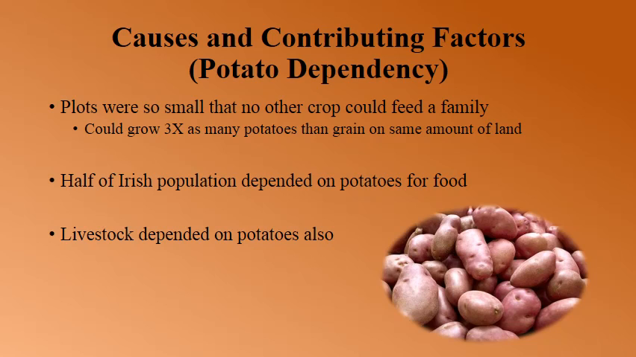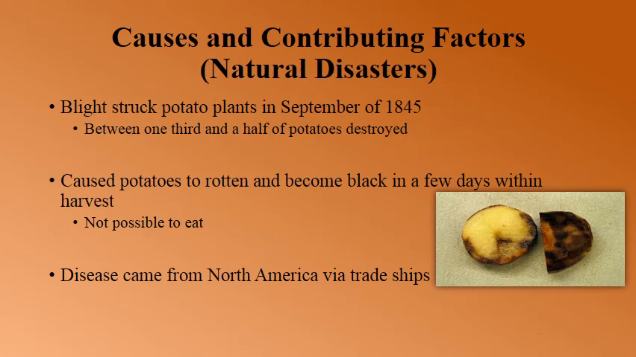And half of the Irish population depended on potatoes for food, which is a huge amount for the little amount of land that they were actually able to farm. And not only did people depend on potatoes for food, but livestock did as well. So they had a lot of people and animals to feed on a small amount of agricultural land.